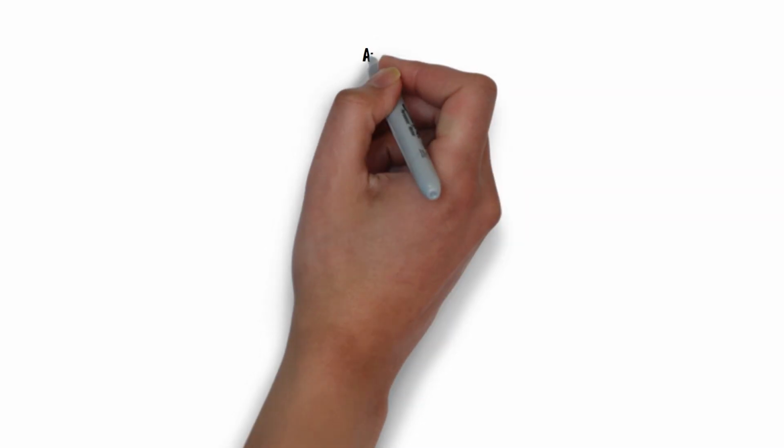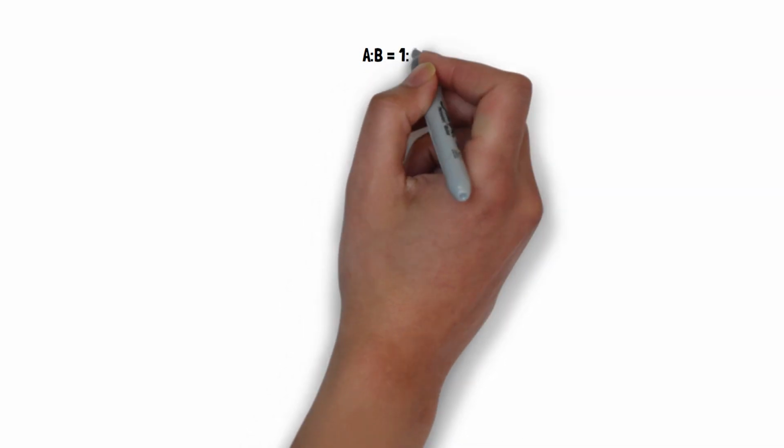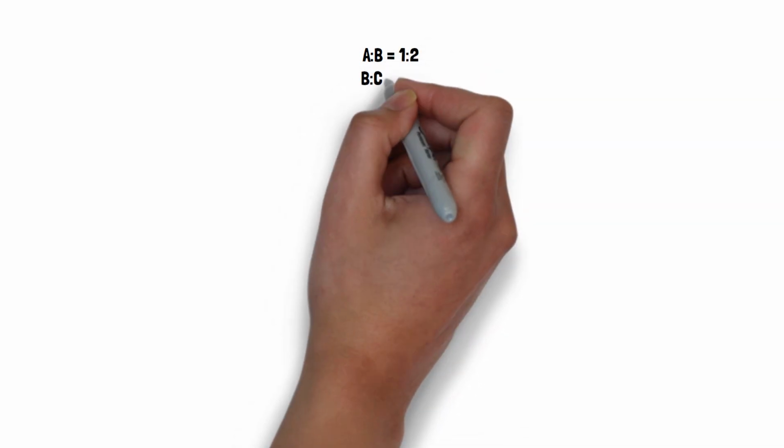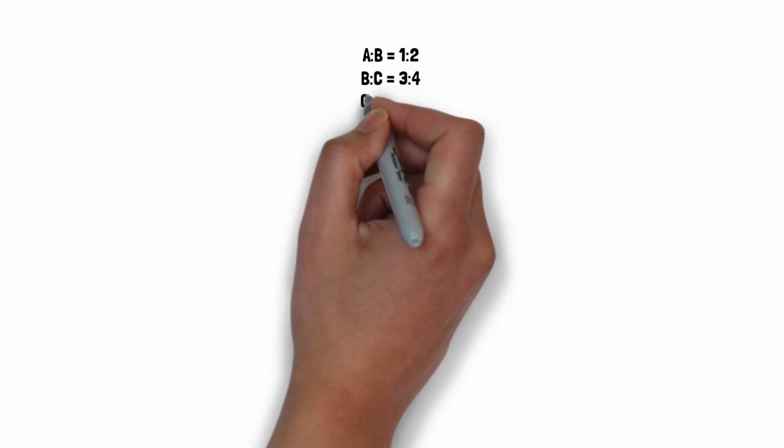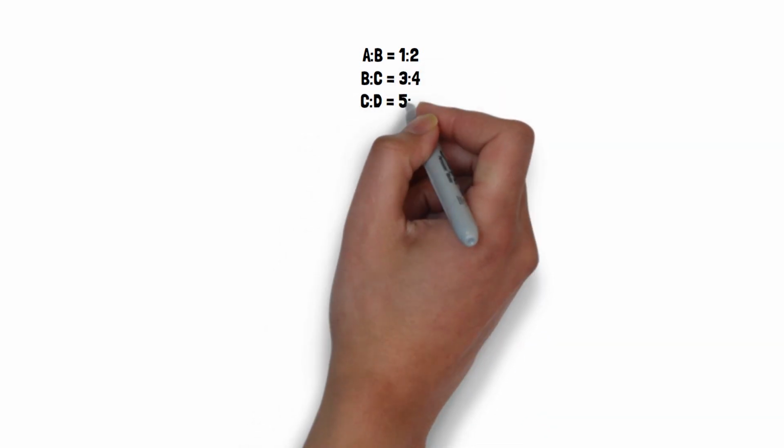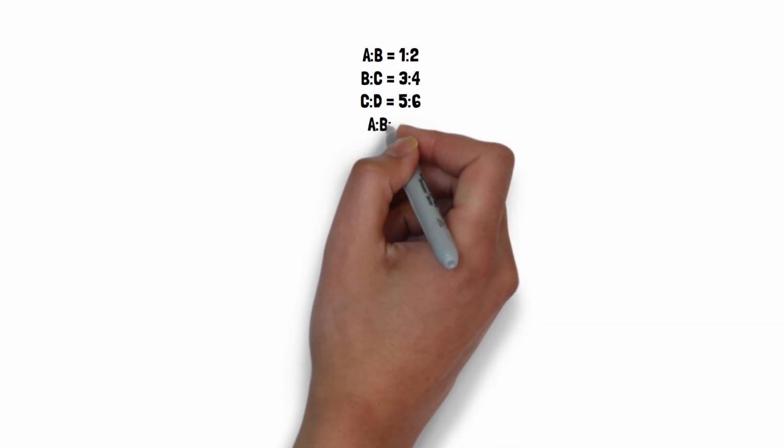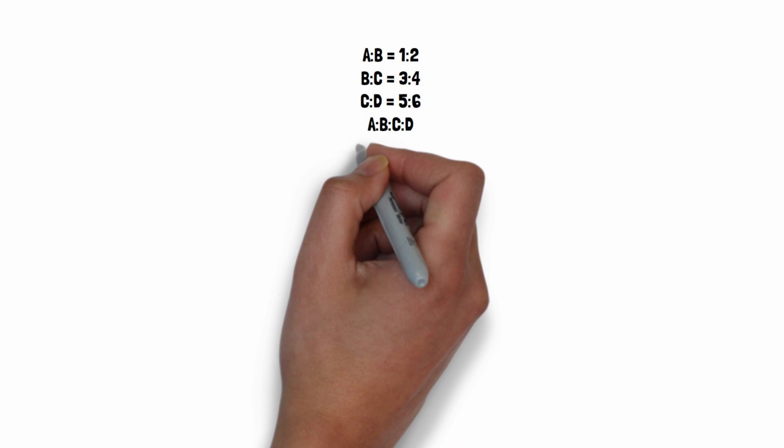Now for our final trick, we'll be comparing three ratios. We have A is to B is equal to 1 is to 2, B is to C is equal to 3 is to 4, C is to D is equal to 5 is to 6, and we need to find A is to B is to C is to D. To compare these ratios, we need to establish a common ratio. In this case, we can choose B, since it appears in both the A is to B and B is to C ratios. To make the ratios compatible, we need to scale them up or down so that the common term B is the same in both ratios.